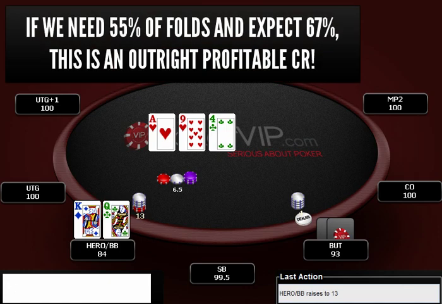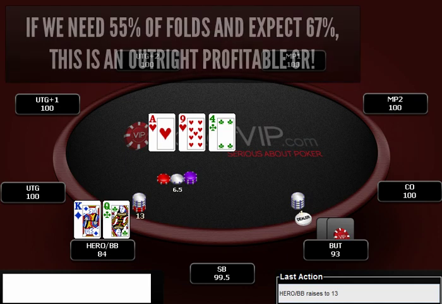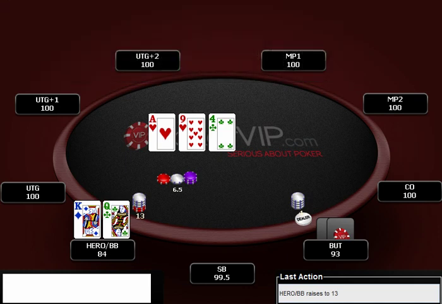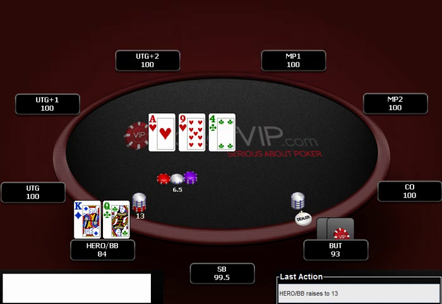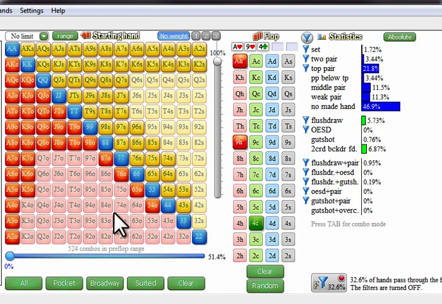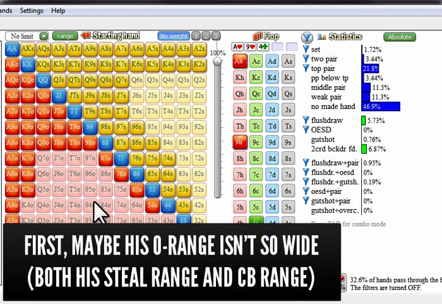profitable check-raise. Now, this is kind of an ideal situation, one where we're making the assumption that he is c-betting a ton, has a very, very wide O-range, has a relatively tight C-range, and thus this is a spot where we can abuse someone. Now, in the real world, things might change a little bit. For one, he might not c-bet this entire range.